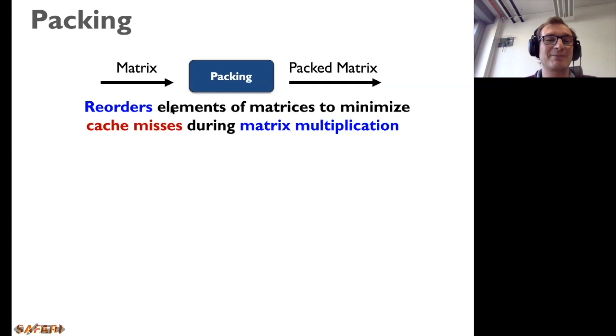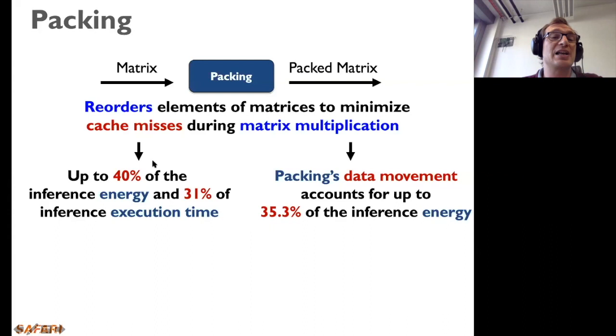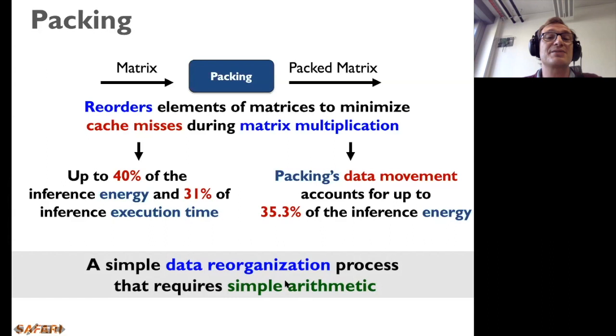You know, packing. So this is a reordering operation, and you can see that it consumes a lot of energy, a lot of execution time, and you can see that the data movement accounts for a significant fraction of the energy. And this is a simple function that does data reorganization that requires very simple arithmetic. I'm not going to go into details, but you can read the paper for more detail, but that's what it is essentially. And it's very suitable as a result to be offloaded to a simple engine in the logic layer. Either an engine that's specialized for doing this packing, or a general purpose core that does it a little bit less efficiently, but still with less data movement than existing systems.